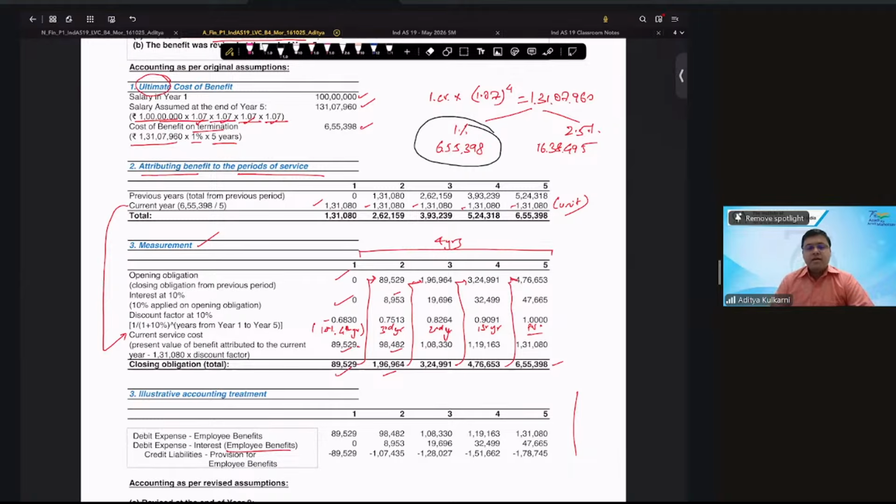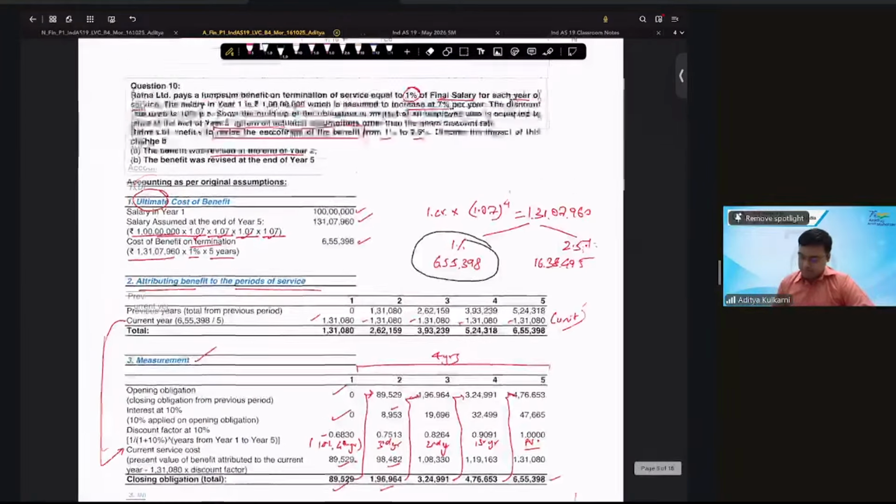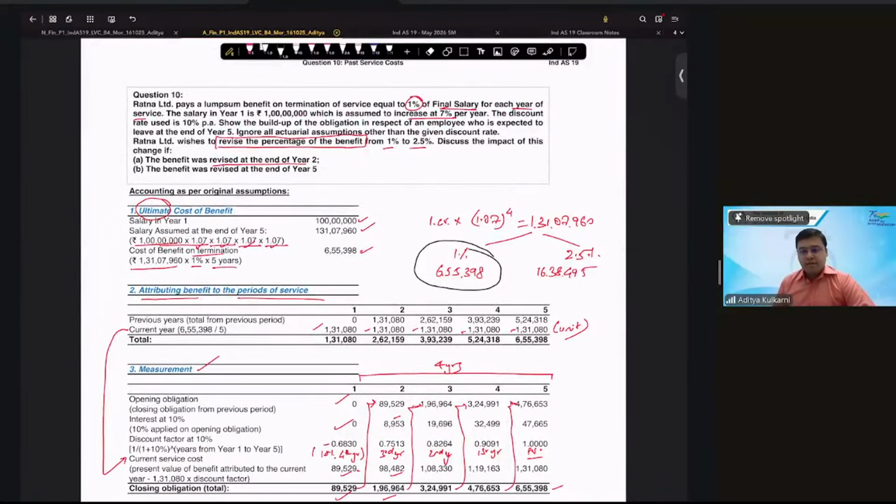6,55,398. Year 2 to year 5, on which basis will it go? Which basis will be considered for accrual? Come on. 2.5%. Bibhu, Sagar, Sanjay, everybody clear? Leela, all clear? Year 2 to year 5 benefit will accrue based on 2.5%. Is it okay? Yes, okay.